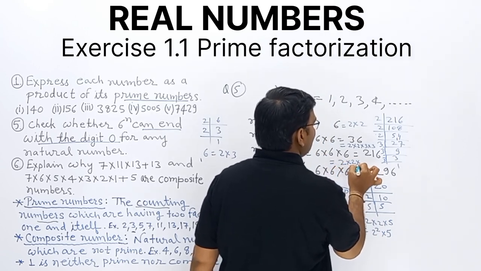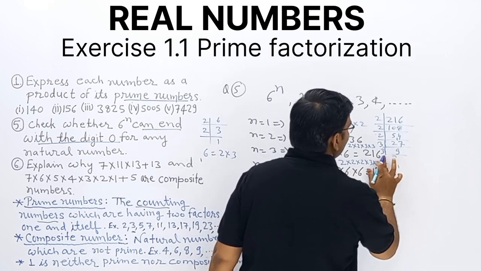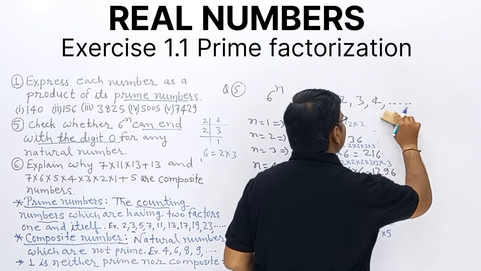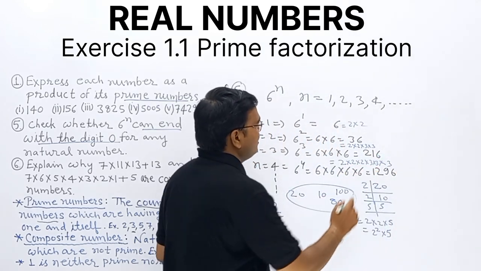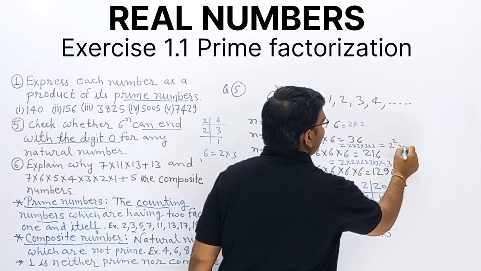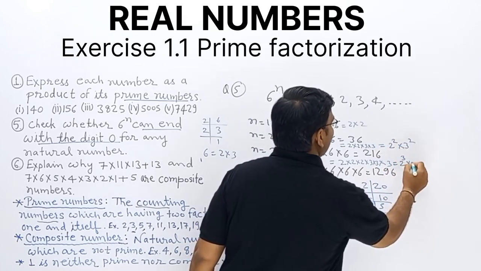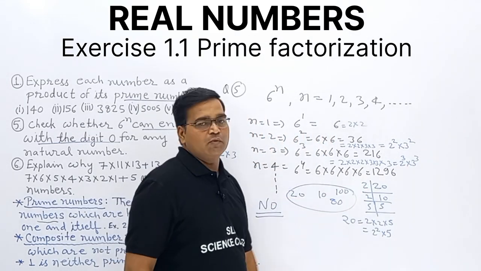2 into 2 into 2 into 3 into 3 into 3. So this number 216 can be written as 2 power 3 into 3 power 3. Similarly, we can do this for other numbers also.